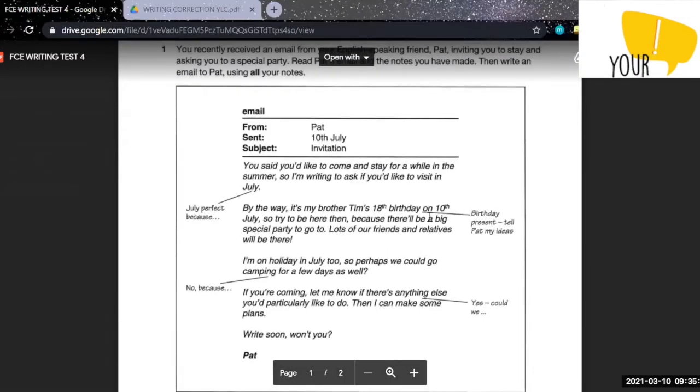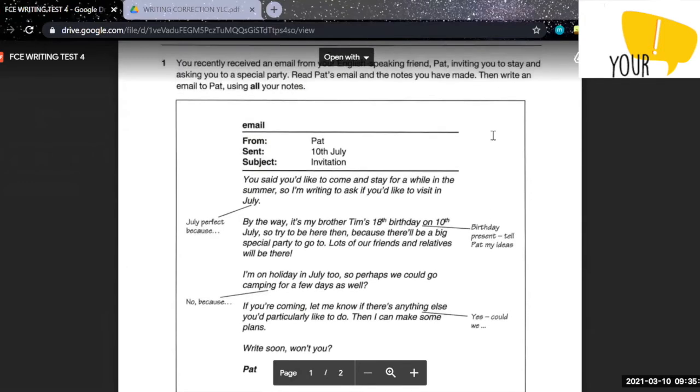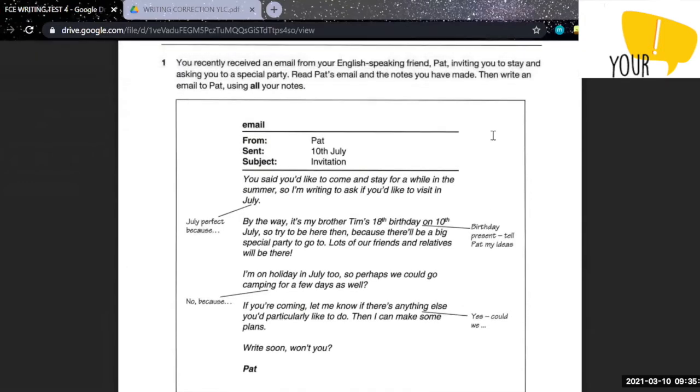Okay. So Pablo, we're going to go through this question, and then we're going to see an answer that one of the students wrote, and then we're going to correct that answer. So Beatriz, can I get you to read out the question, please? The first one: you recently received an email from your English-speaking friend Pat, inviting you to stay and asking you to a special party. Read Pat's email and the notes you have made. Then write an email to Pat using all your notes.